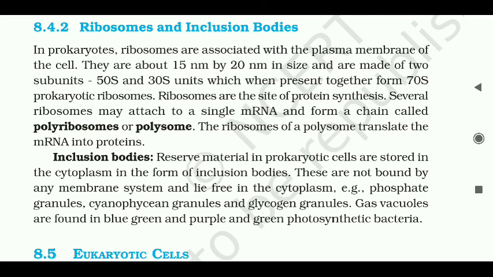Several ribosomes may attach to a single messenger RNA and form a chain called polyribosomes or polysome. The ribosomes of a polysome translate the messenger RNA into proteins.